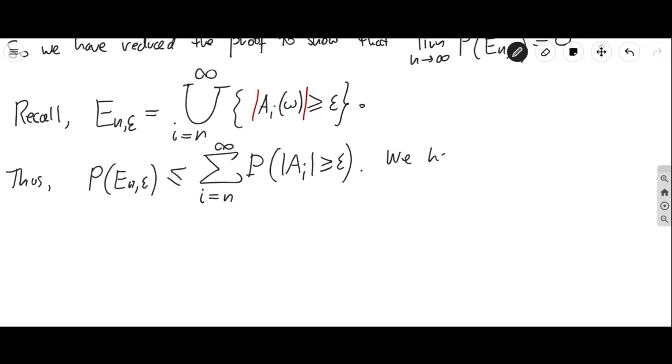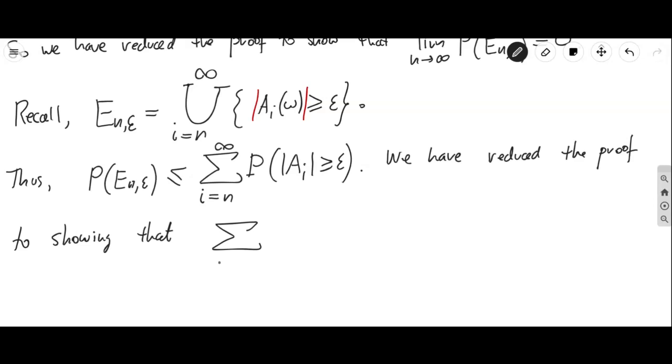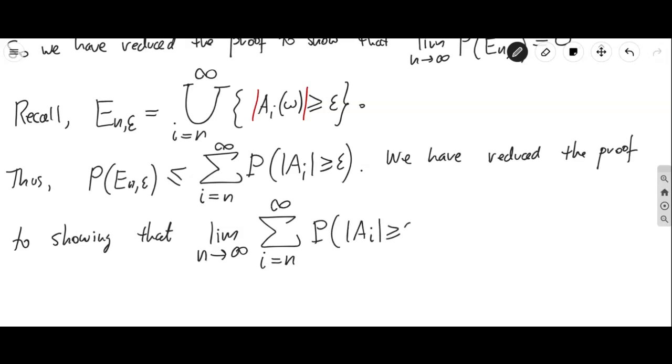So we have reduced the proof to showing that if you were to take the limit as n goes to infinity of this sum, that it goes to 0.